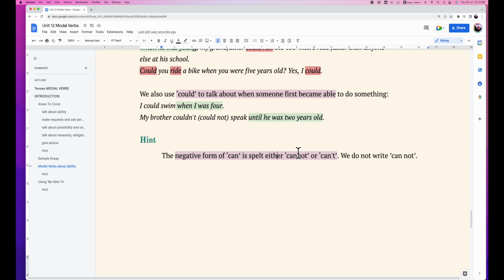So some hints. The negative form of the word can is spelled cannot or can't. But we never write can separate from not.